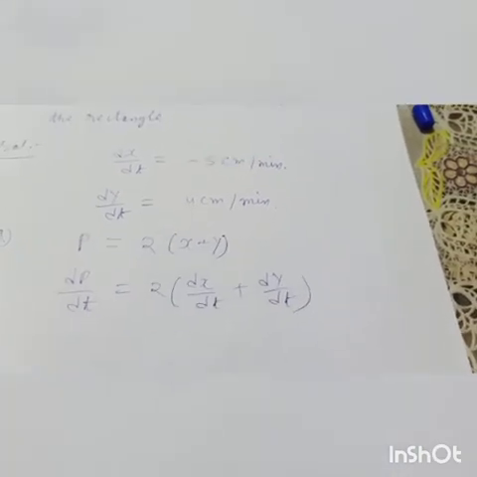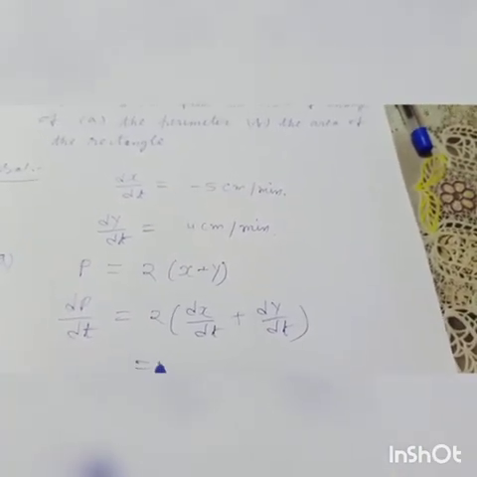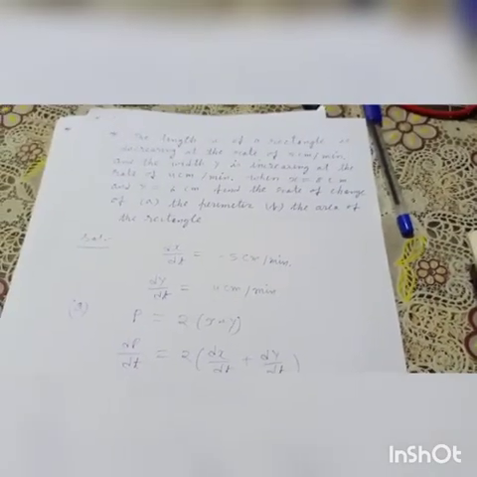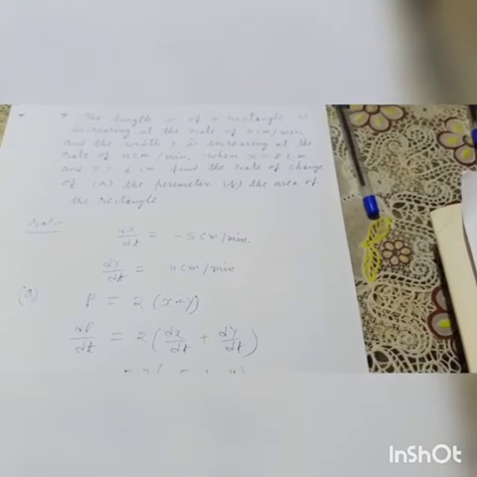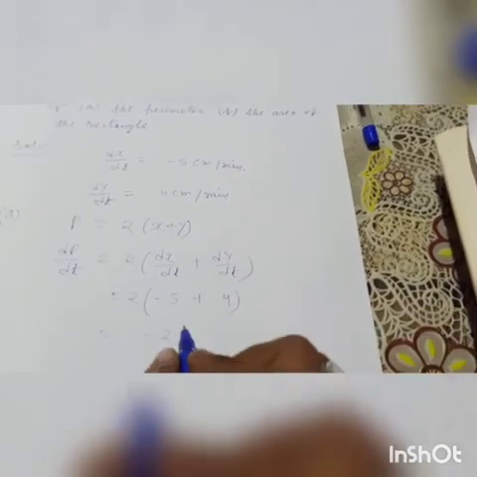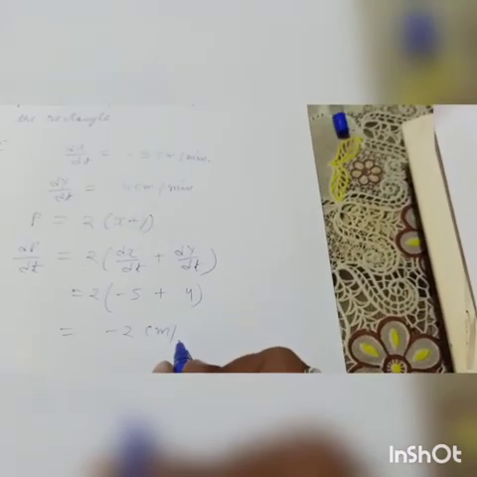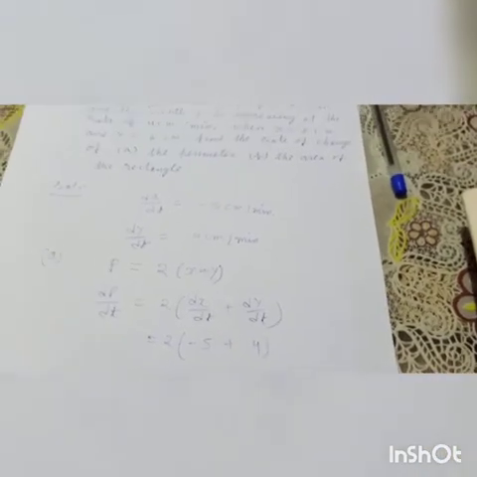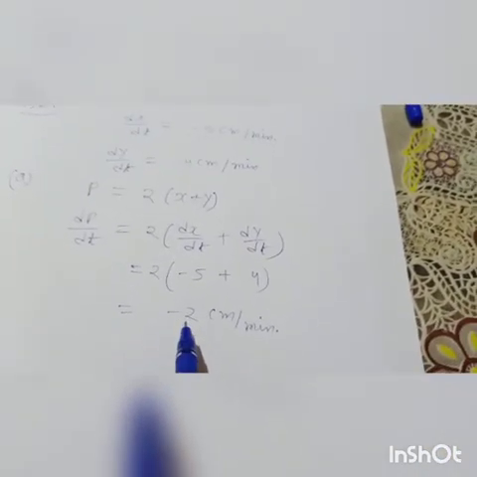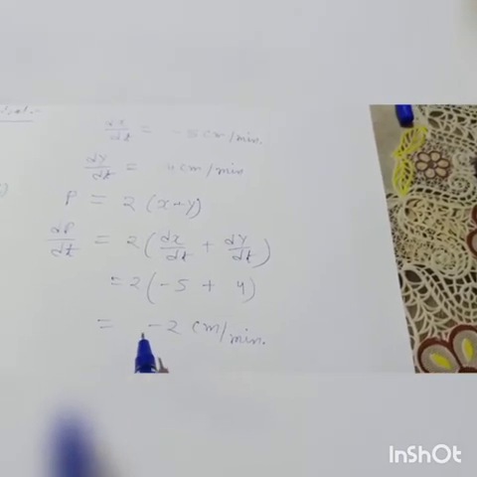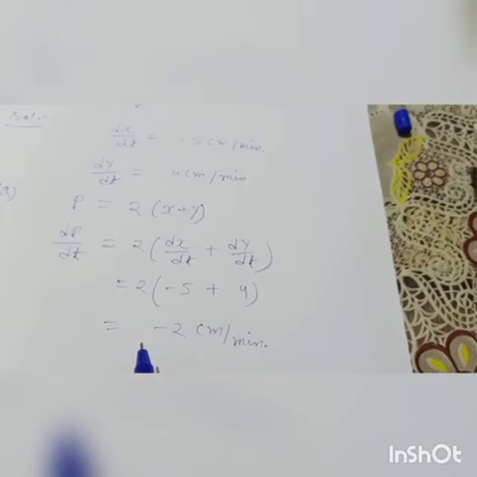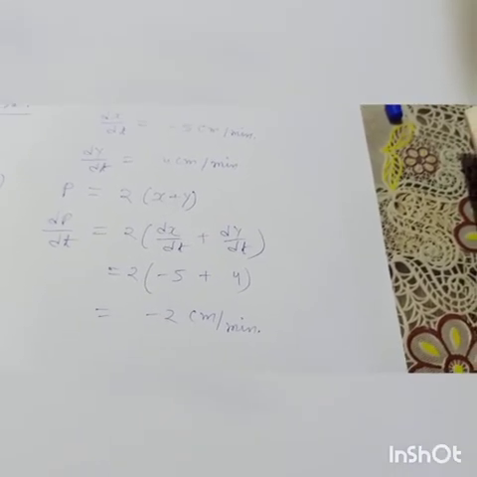Now we know the value of dx by dt and dy by dt, so we can put these two values. So dx by dt is minus 5 and dy by dt is 4, is equals to minus 2 centimeter per minute. That means perimeter is also decreasing. Since minus sign comes out, we can say that the perimeter is decreasing at the rate of 2 centimeter per minute.